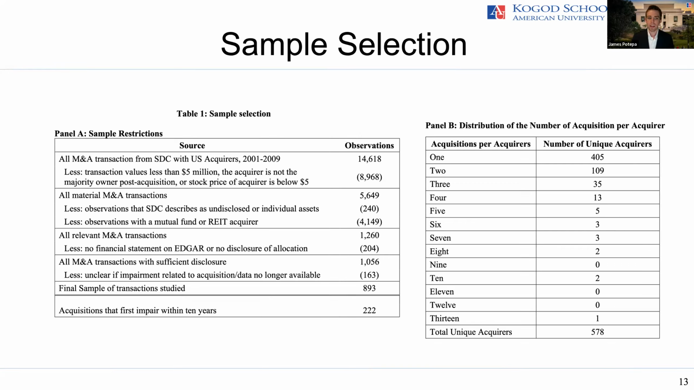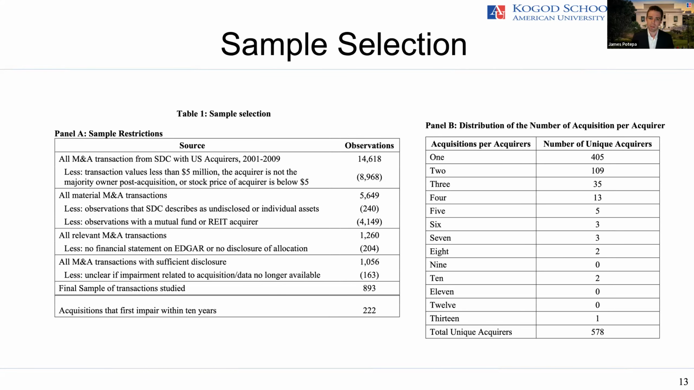We do have an issue that some transactions just don't have allocation data provided by the acquirer, or there's no financial statements on EDGAR for that acquirer. Most of the time, what's happening with those 204 is a materiality issue. Those tend to be much smaller transactions compared to our final sample. And so we feel like it must be the case that these acquirers just don't concern themselves with these transactions because they're relatively small.